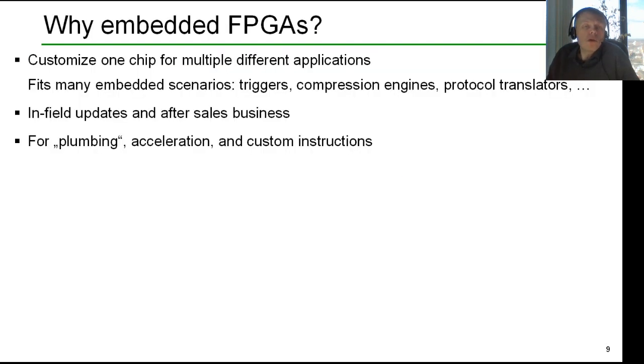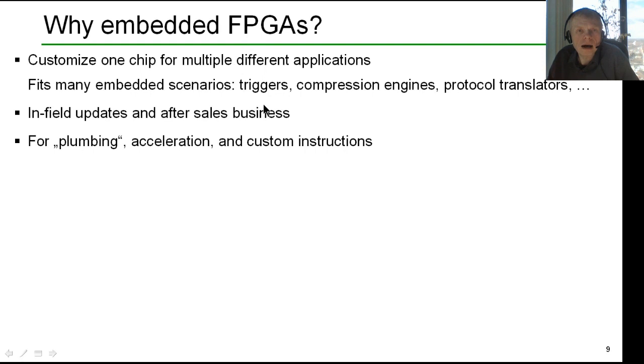Now, with knowing how to specify a Fabulous FPGA and integrating it, why should we go for embedded FPGAs? Well, it allows you to customize your chip for multiple different applications. A lot of embedded applications are quite specialized, and you may not want to build a different silicon for each different application. You may want to have more of a standard chip that you can customize for different scenarios.